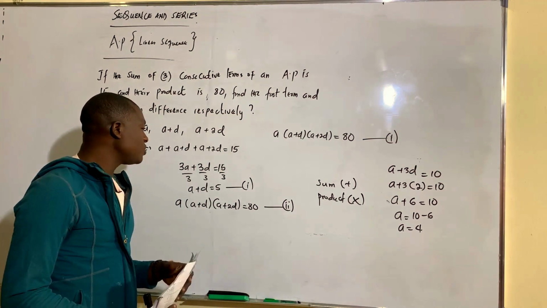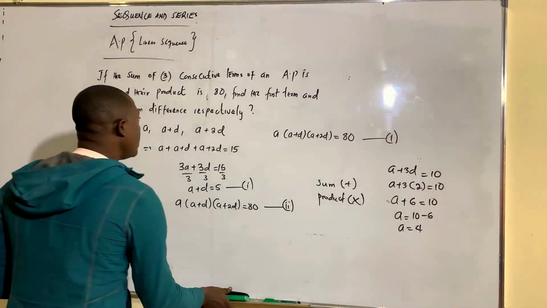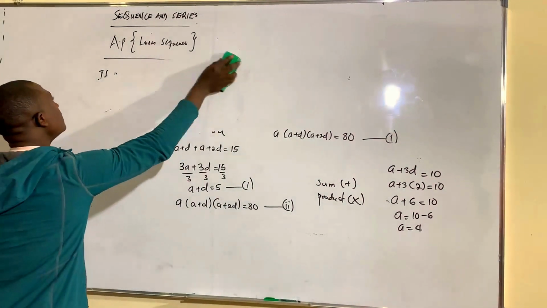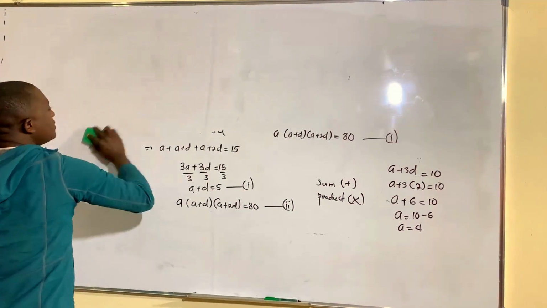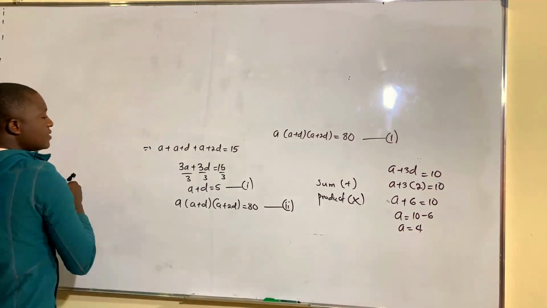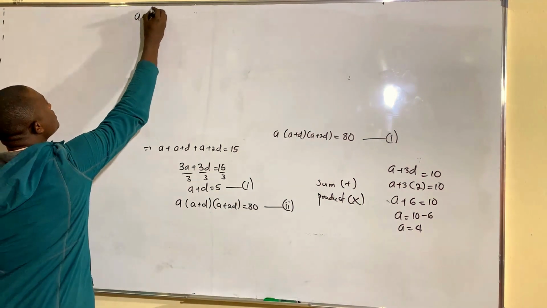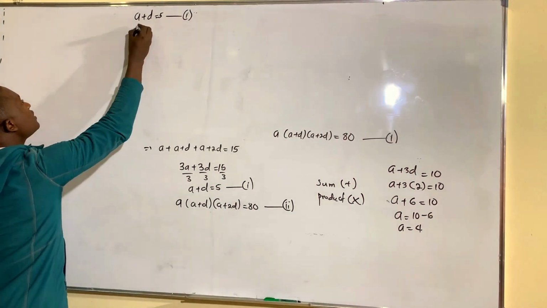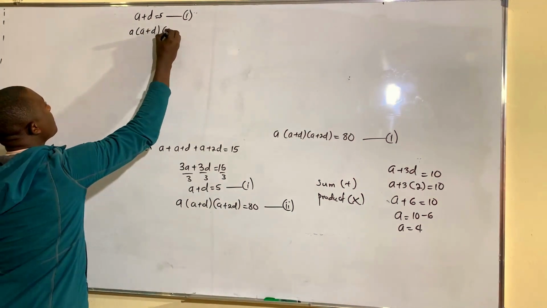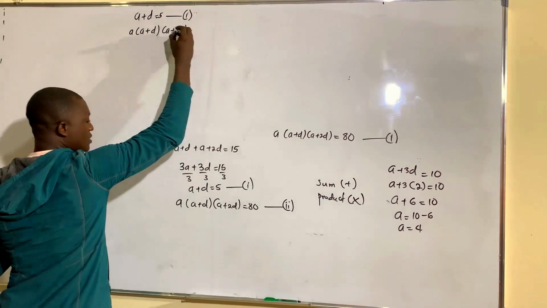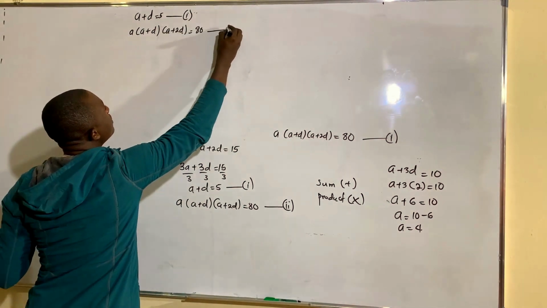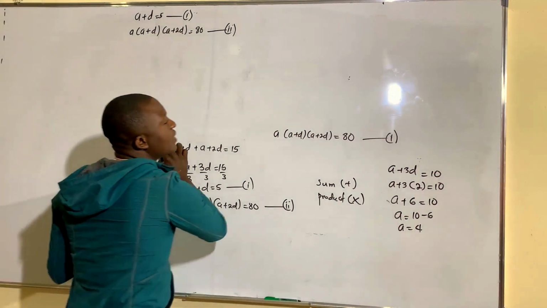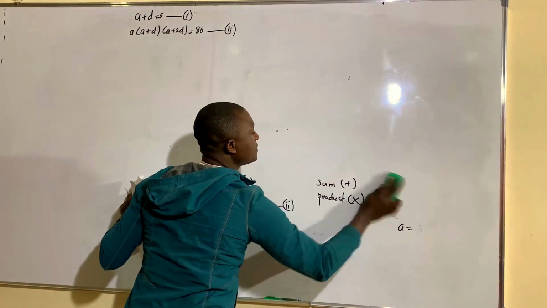So now, we have two equations. The first one is A plus D equal to 5. This is equation 1. The second one is A, A plus D, A plus 2D equal to 80. This is our equation 2. So now I want to find the value of the first term and the value of my common difference.